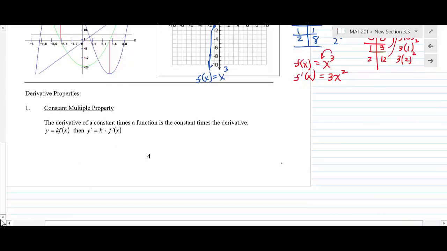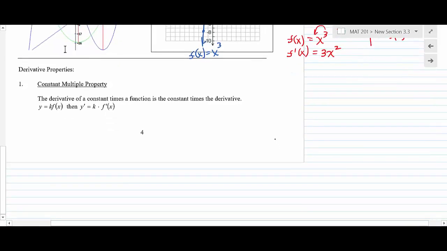What we want to do here is what's called the constant multiple rule, and you'll use this all the time. It says if you have a constant that's multiplied by a function, then when you do the derivative, you write down the constant, and then you do the derivative of the function. So let me give you a couple of illustrations of this that you can write down.